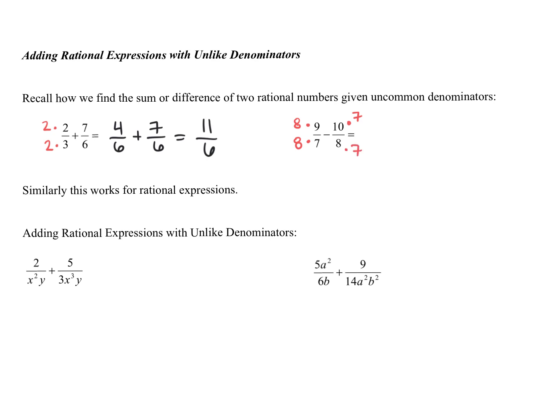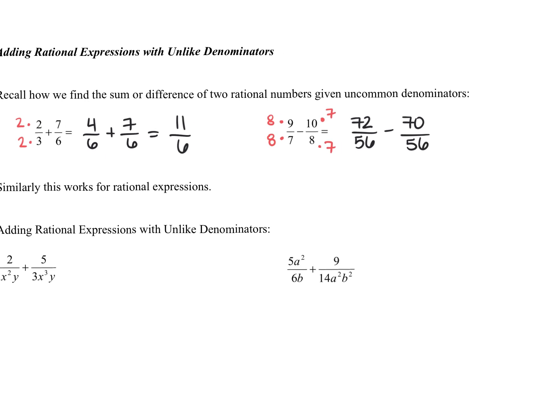So we're going to get 72 over 56 minus 70 over 56. And 72 minus 70 is 2. My denominator is still 56. And 2 over 56 can simplify because 56 is divisible by 2. And we end up with 1 over 28.